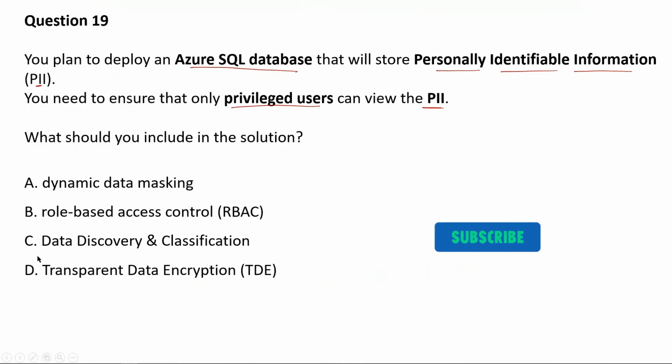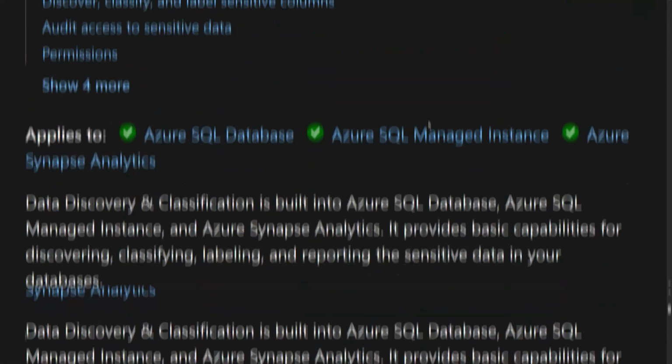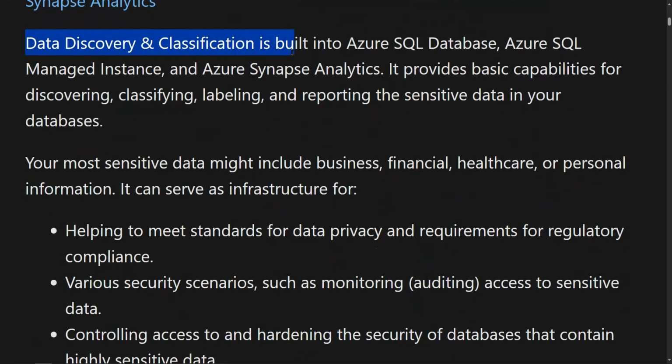Back to the question. Next is data discovery and classification. Let's go back to learn.microsoft.com. Data discovery and classification is built into Azure SQL database, Azure SQL managed instance and Azure Synapse Analytics. It provides basic capabilities for discovering, classifying, labeling and reporting the sensitive data in your database.